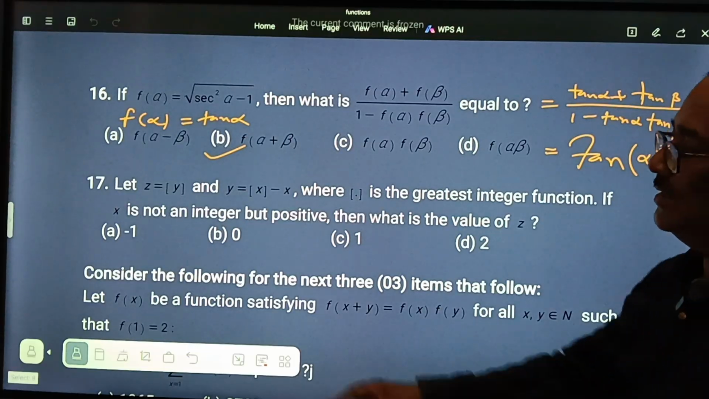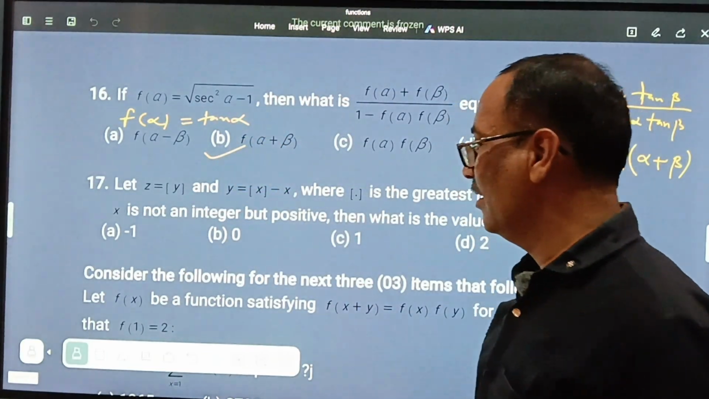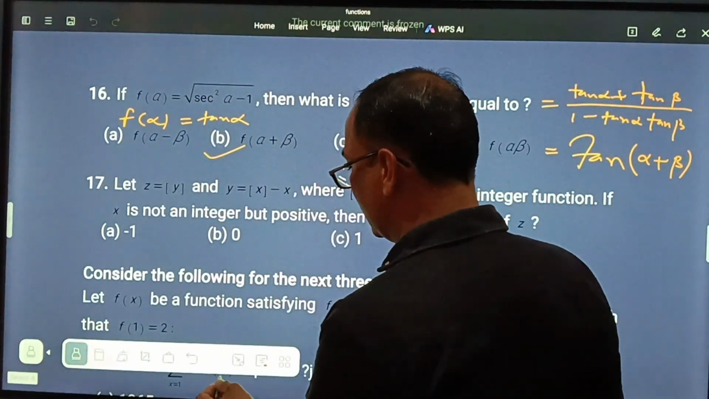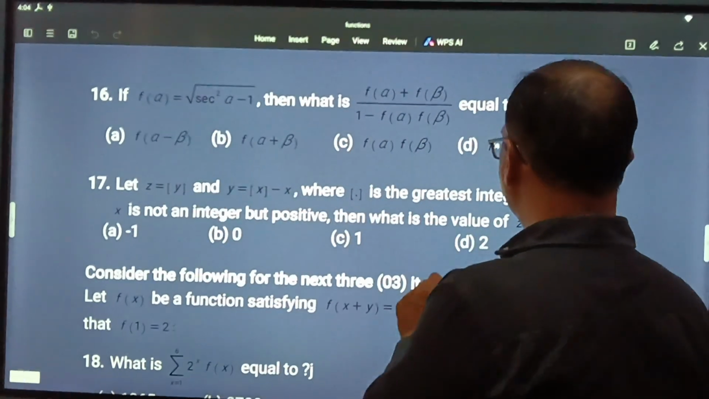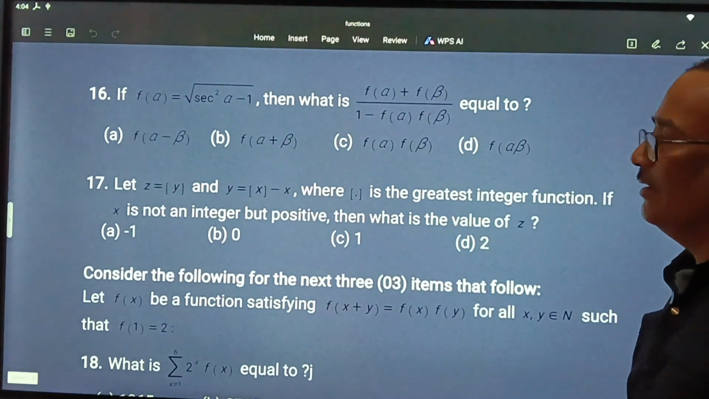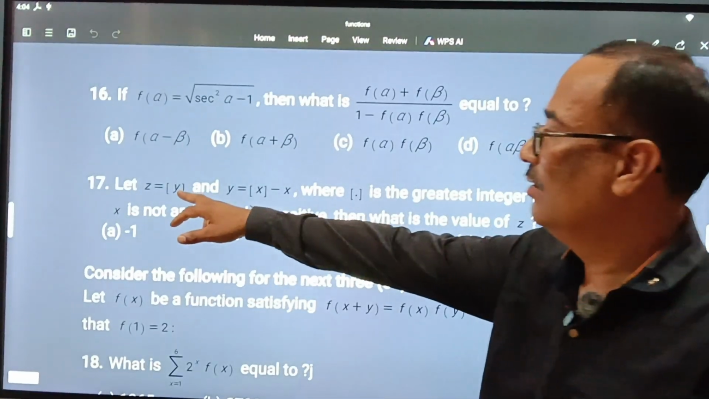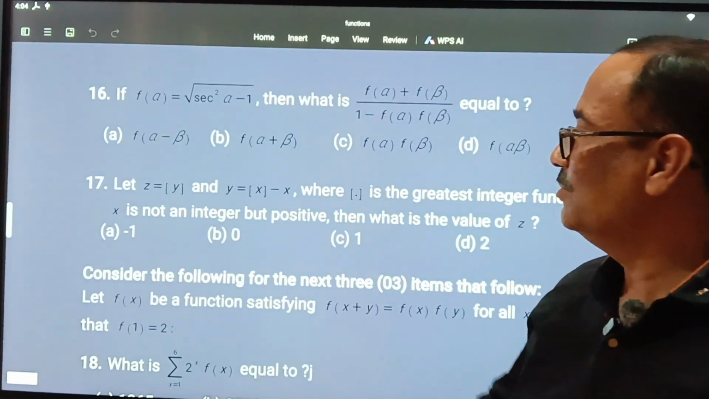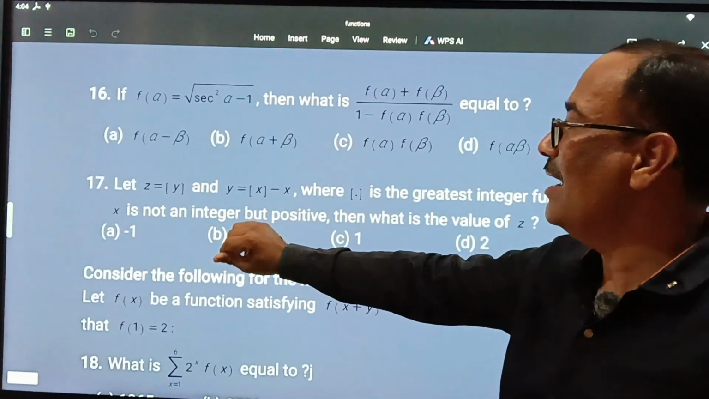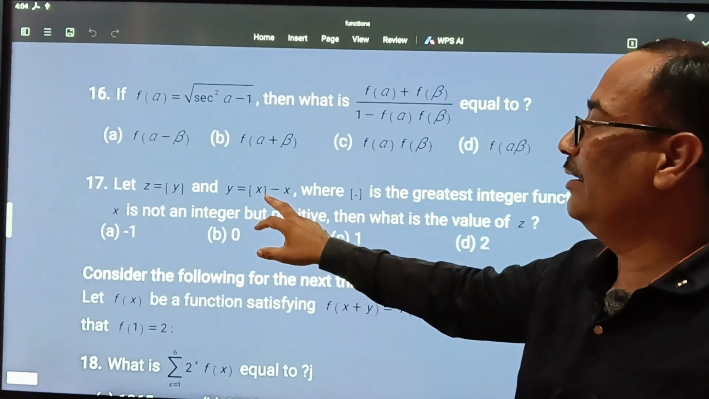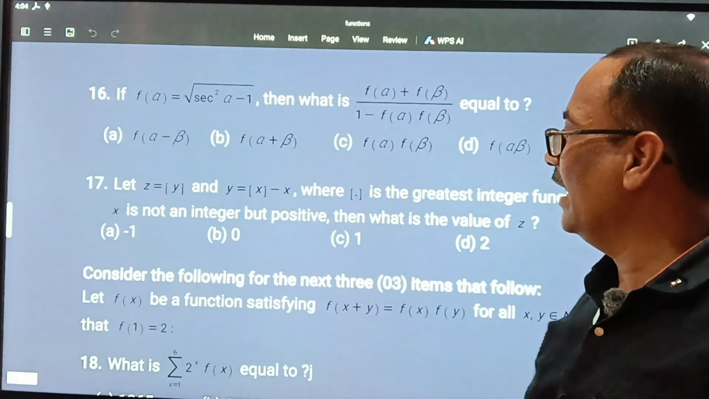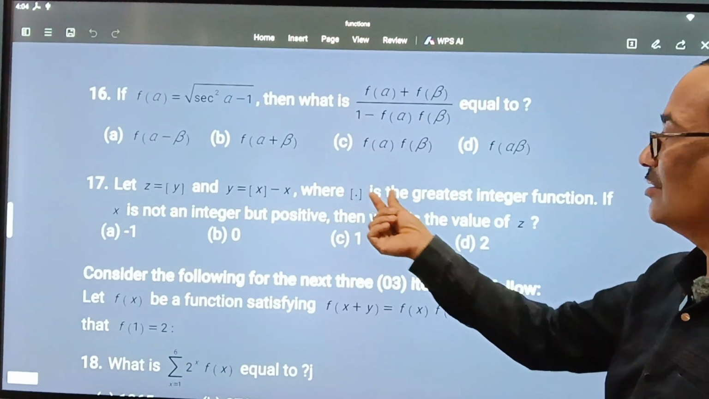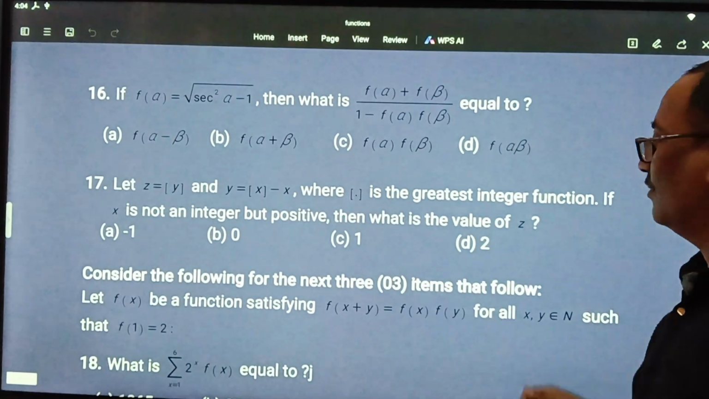So the correct option is option B. Now the next question is related to the greatest integral value function. Let z be a function given by the greatest integral value of y, and y is defined as the greatest integral value of x minus x, where the box represents the greatest integer function.